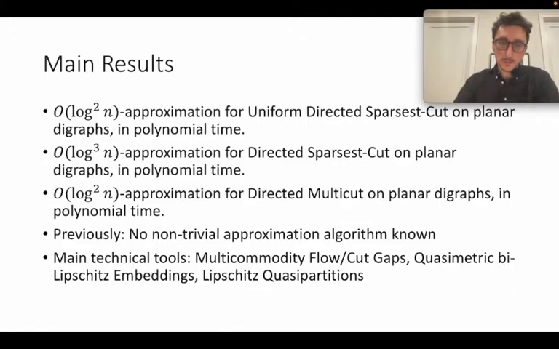The main technical tools are a new multi-commodity flow-cut gap for planar graphs, which I will explain in a moment. This is obtained using new tools from the theory of bi-Lipschitz embeddings that we extend to the case of quasimetric spaces. These are generalizations of metric spaces to the directed case. These are the objects we need to study to be able to round the LP relaxation in the directed case. All right.